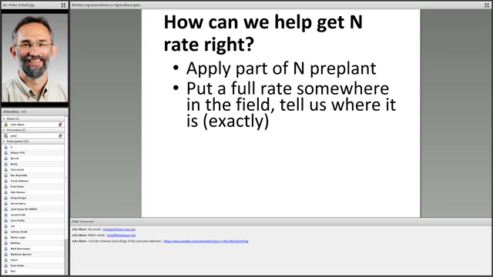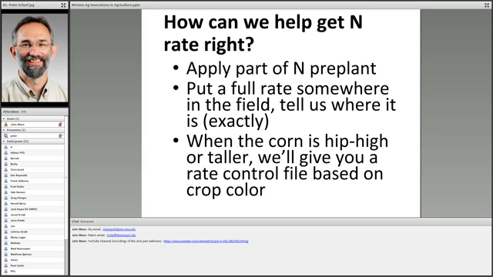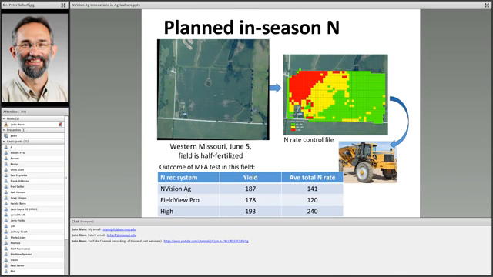So if you apply part of it pre-plant and put a full rate somewhere in the field, that's a reference to see what color the corn should be. And we know right where it is. We can then create a rate control file based on crop color that will put more nitrogen where the soil is supplying less and the crop is showing it, and get it caught up, but allow you to cut back where the soil is giving a lot of nitrogen and the corn is a darker green color.